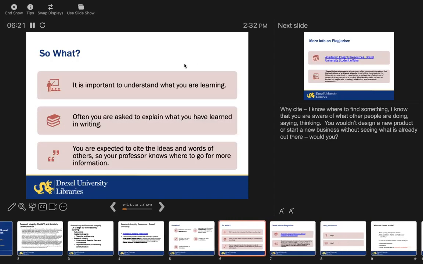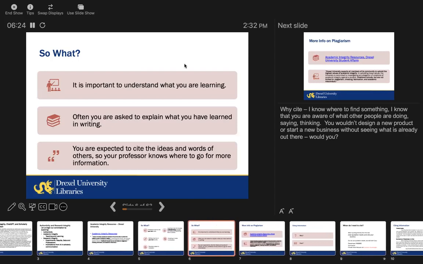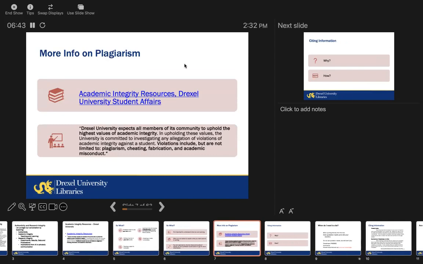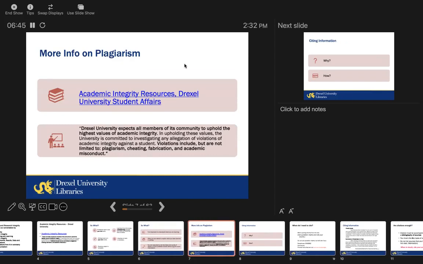Next slide. So it's important to understand what you're learning. When you are asked to explain things, you should be able to explain and present them in your own way, and you won't be able to do it if you have not mastered the concepts in your own words. Let's go to the next slide. I'm going to go a little quickly. I think you had this repeated. Anyway, let's go to the next slide.